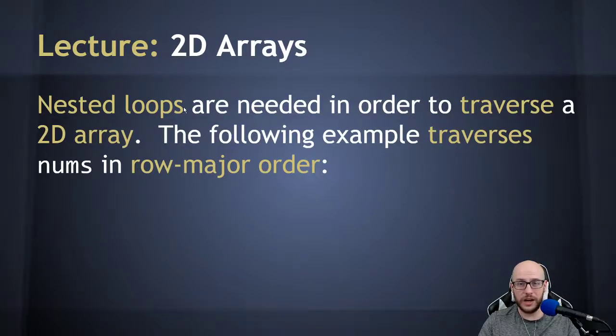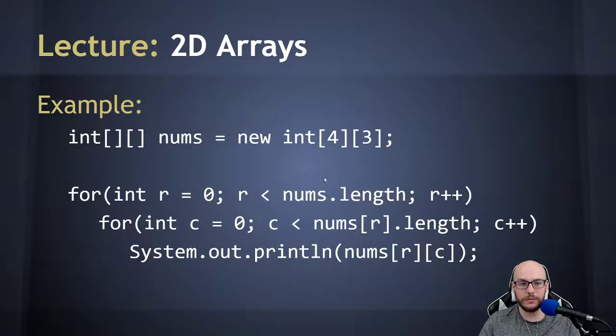In order to accomplish this, you have to use nested loops. For the most part, everything we did in CSP, everything we've done in CSA, you've been able to get by without having to nest loops. There's no doing that here. You need to nest loops in order to traverse a 2D array. So what I'm about to show you is how we traverse in row major order using nested loops.